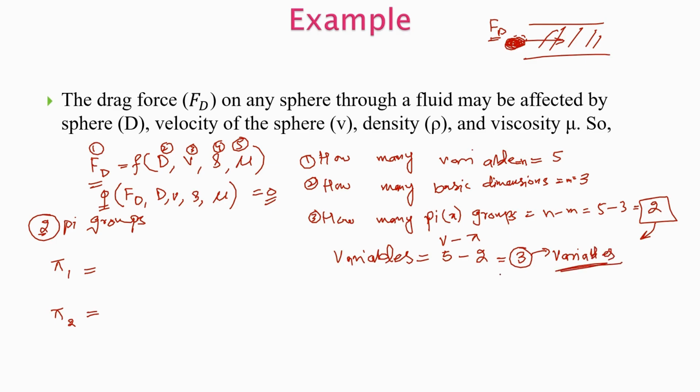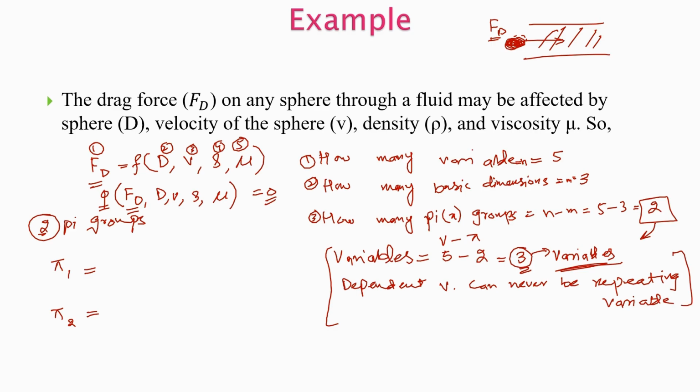How many variables can be repeating in this case? These are 3. In most of the questions, the repeating variables will be 3, but in every case you have to deduce the number of repeating variables. And again, the second condition: the dependent variable, which in our case is Fd, can never be a repeating variable. So you must not include the dependent variable as a repeating variable.